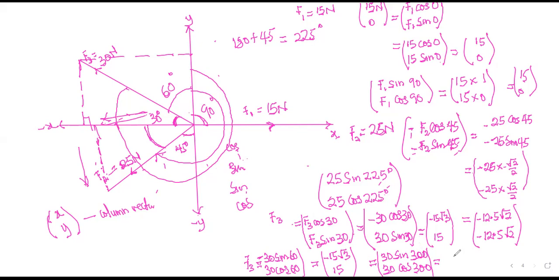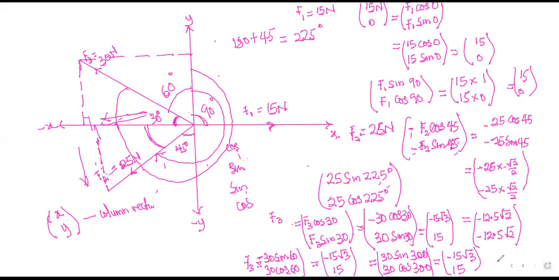Negative root 3 over 2, so giving us minus 15 root 3. And cos 300, Anita, what is cos 300? Giving us 15. Frank, your hand is up. All right, so the value is the same.